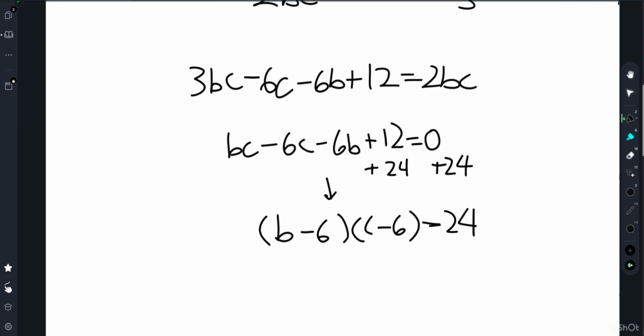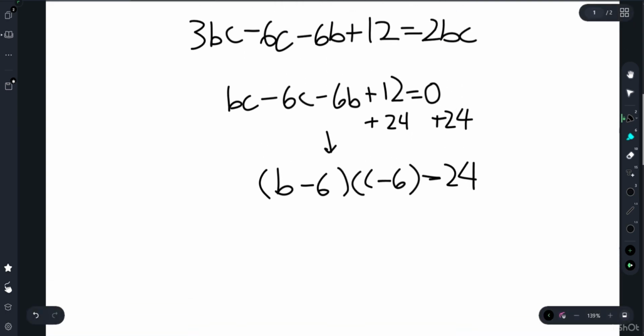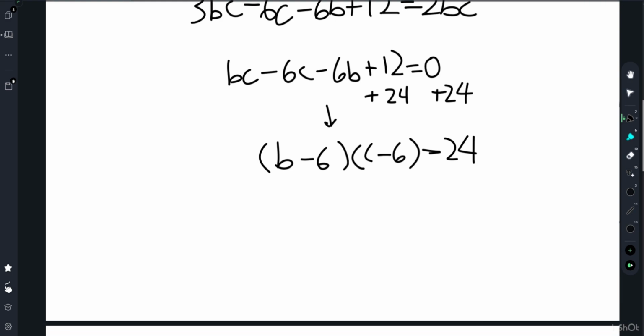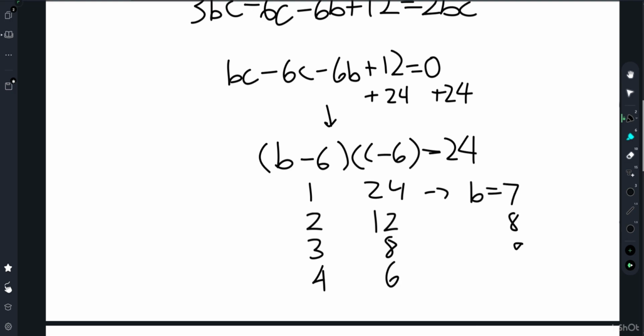We know that C minus 6 is always greater than or equal to B minus 6, and so we can separate the divisors of 24 into 1 and 24, 2 and 12, 3 and 8, and 4 and 6. And so this gets us B equals 7, 8, 9, and 10, and C equals 30, 18, 14, and 12.